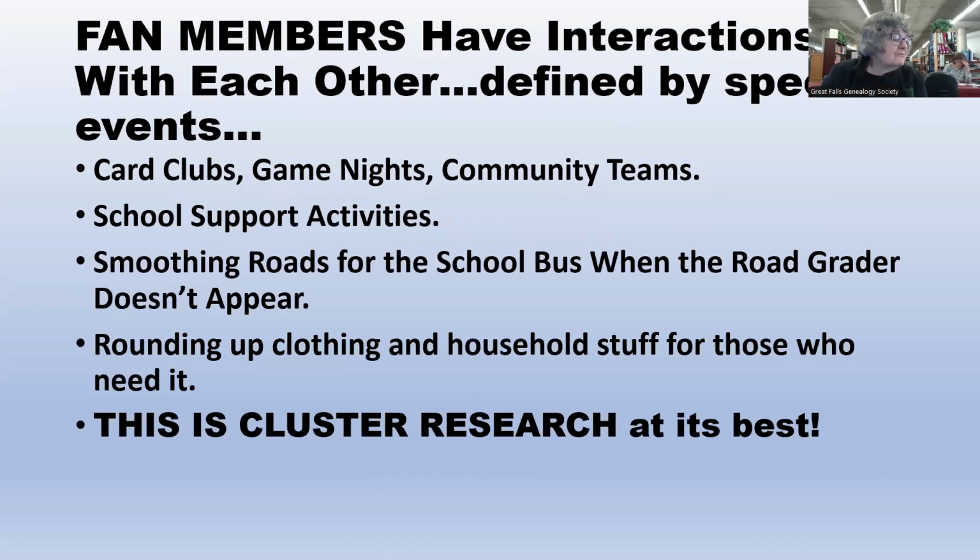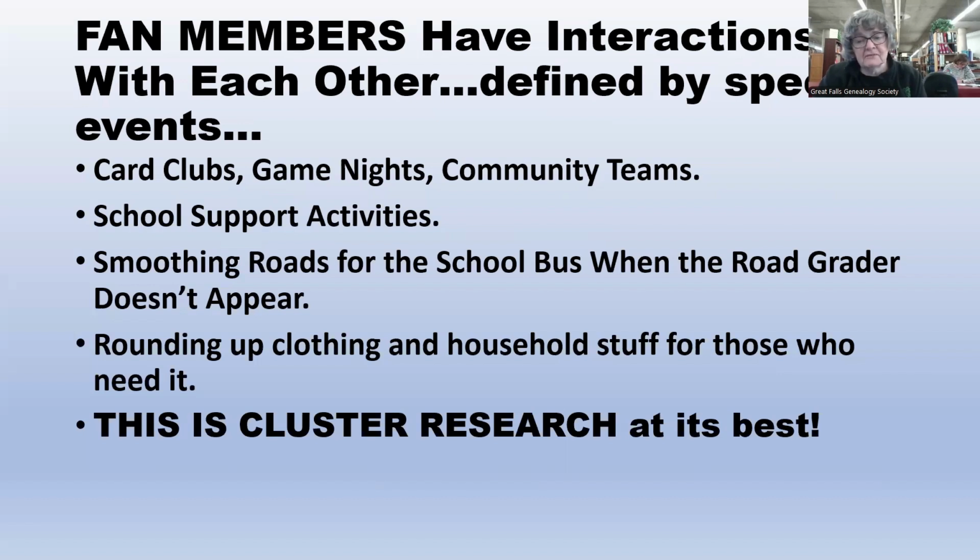So these fan club members have interactions with each other defined usually by specific events. Maybe it's that barn raising, or the card clubs they had, or the game nights they had at the school in order to put a nickel in a piece and raise money for school equipment, or community teams they might have had through later 4-H, school support activities, or even I found one in my community that was just heavenly. I thought it's called Smoothing the Roads for the School Bus when the road grader didn't appear.